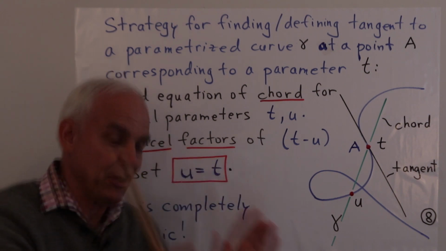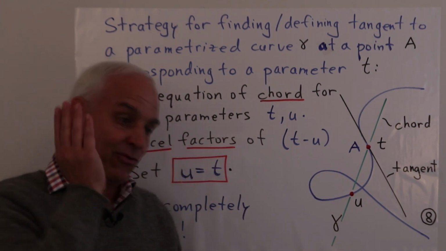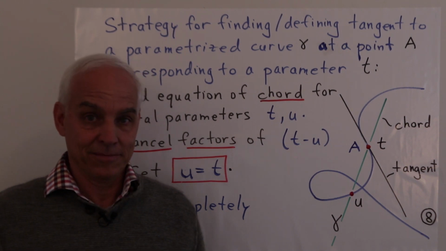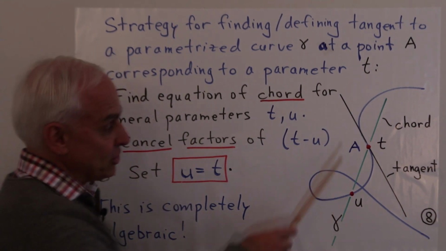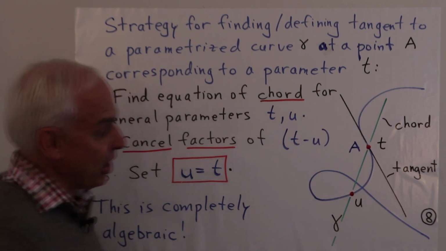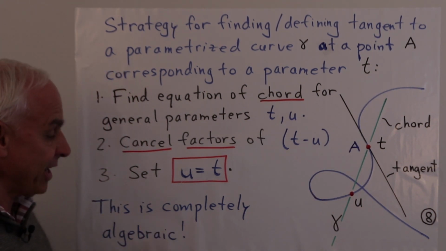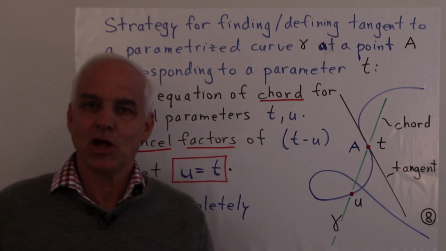But once we have the equation of the chord, then we can remove the common factor t minus u, and then we can replace the u with t. And we get an equation for the tangent line to the curve at the point A, parameterized by t. And it's a completely algebraic process. And it's a lot of fun.